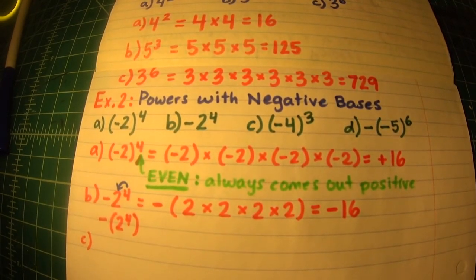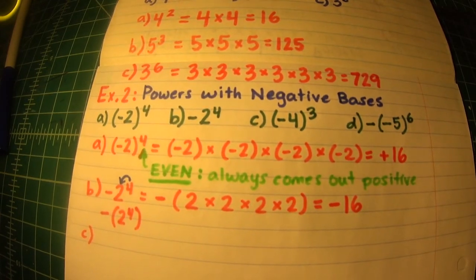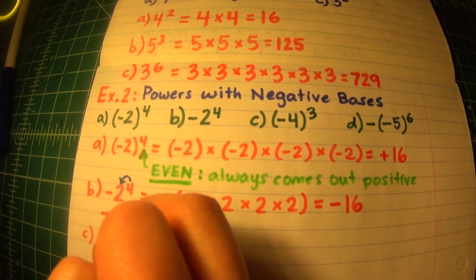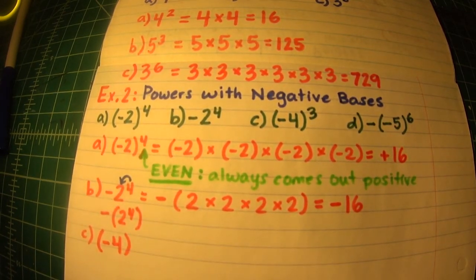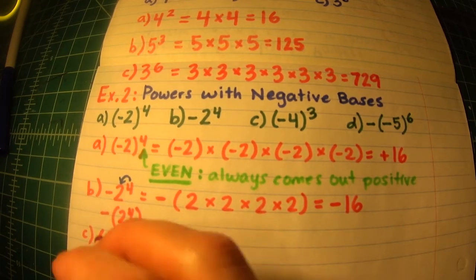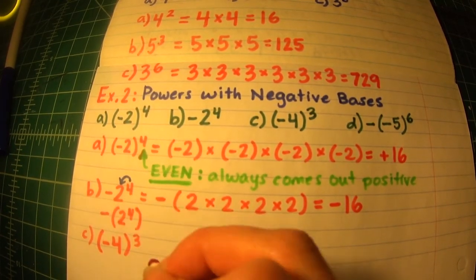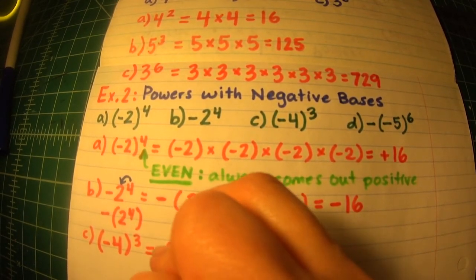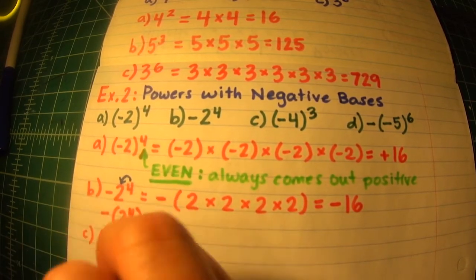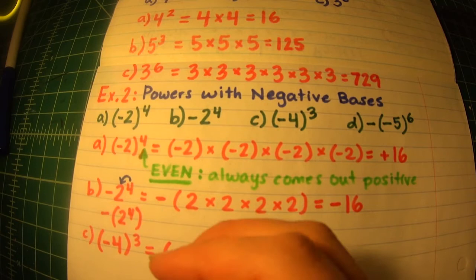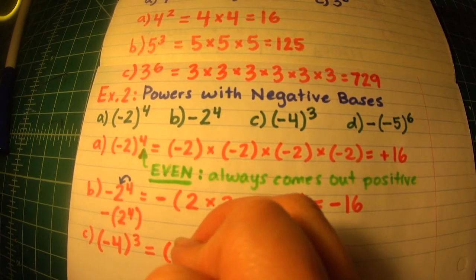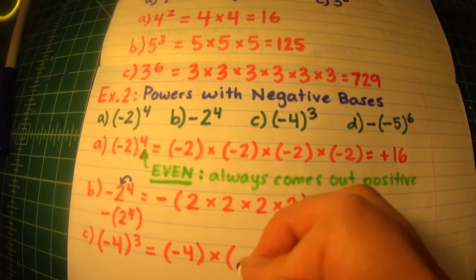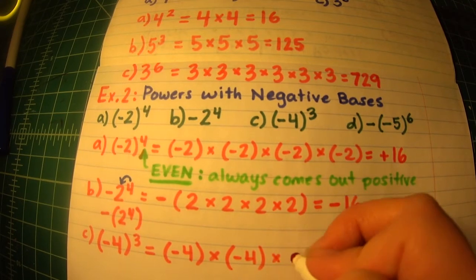Okay, so next one, which is very similar looking to A, we've got C, -4, contained in brackets, therefore that means it's unified, raised up to the exponent 3. So when we write this as repeated multiplication, this whole thing, -4, that is our base. 3 is our exponent. So our entire base is going to get repeated. So it looks like this. -4 times -4 times -4.